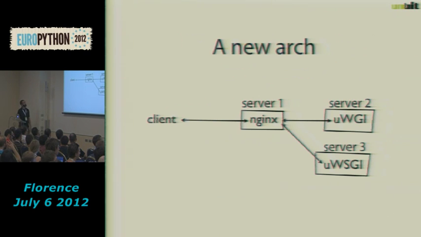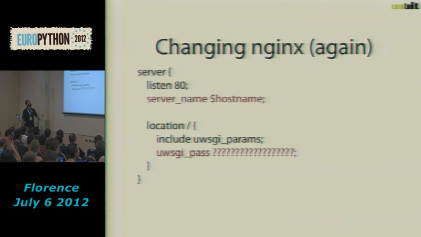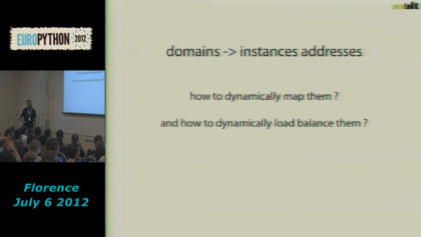This is the new architecture. We have nginx on one server and two or more servers running uWSGI. We changed the nginx config, but we have a problem. How the hell can we manage the IP addresses of our instances? We need to find a way to map a single domain to its specific uWSGI addresses, and one domain can map to multiple uWSGI addresses to make load balancing.